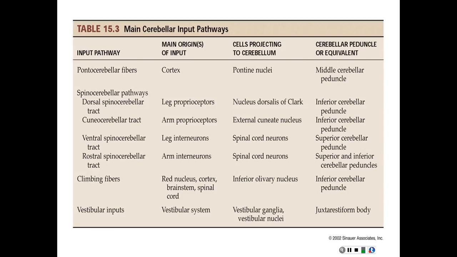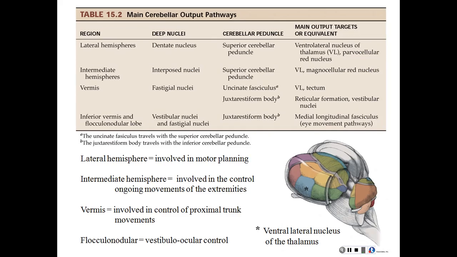Now, how do we put all this together to make it easy? Here we go back to a nice chart to talk about the different parts of the cerebellum and what they do. We know that the vermis is involved with the control of proximal trunk movements. We know the intermediate hemisphere is involved in the movement of the extremities. So we can piece together these deep nuclei with these specific parts of the cerebellum.